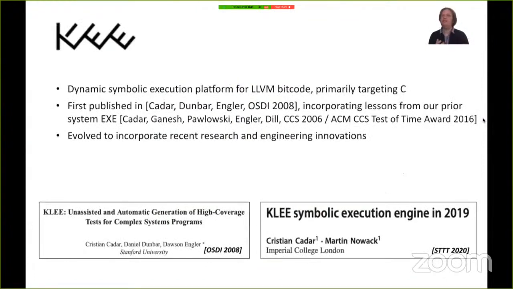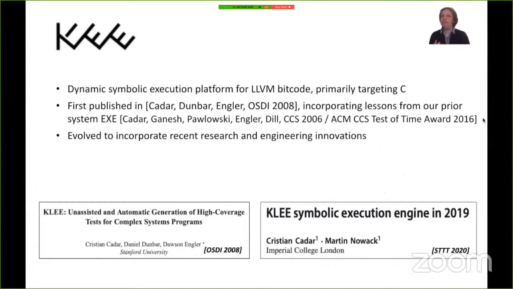KLEE is a dynamic symbolic execution platform for LLVM bitcode, primarily targeting the C programming language. We first published on KLEE in 2008 together with Daniel Dunbar, who's also the main author of the original KLEE code base, and Dawson Engler. KLEE incorporated the lessons that we had learned from our prior dynamic symbolic execution system called EXE. So KLEE is quite an old system. In fact, it's over a decade old now.